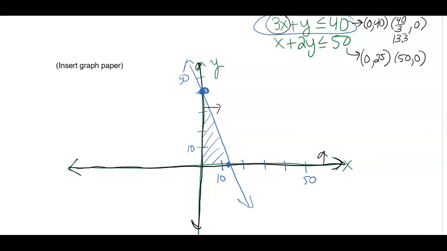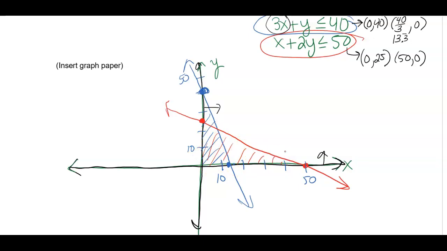Now I'm going to put the other restriction on that same graph. So this line here. So a y-intercept of 25 and an x-intercept of 50. And I'm going to put in this restriction. And the shading for that would be here.